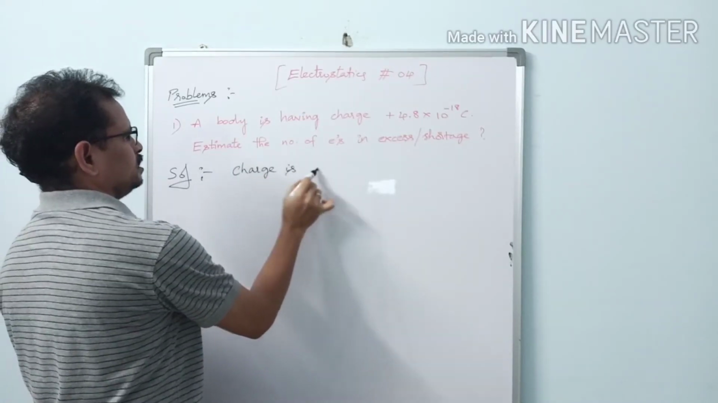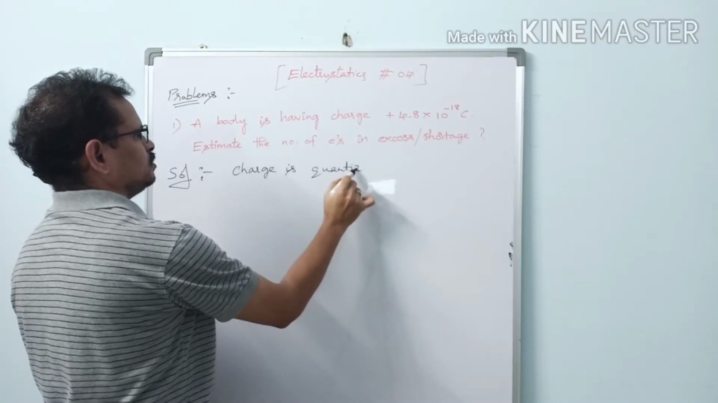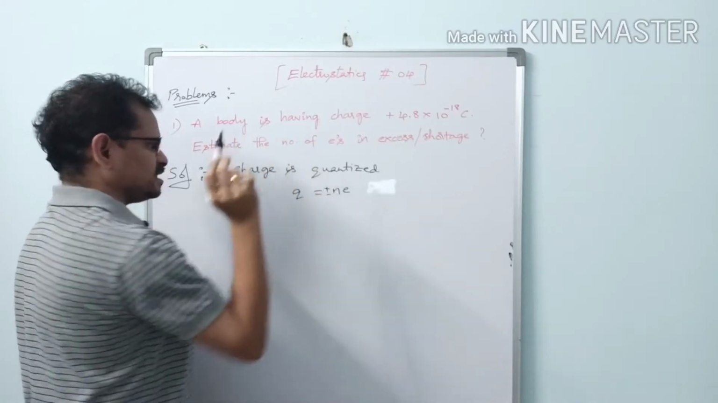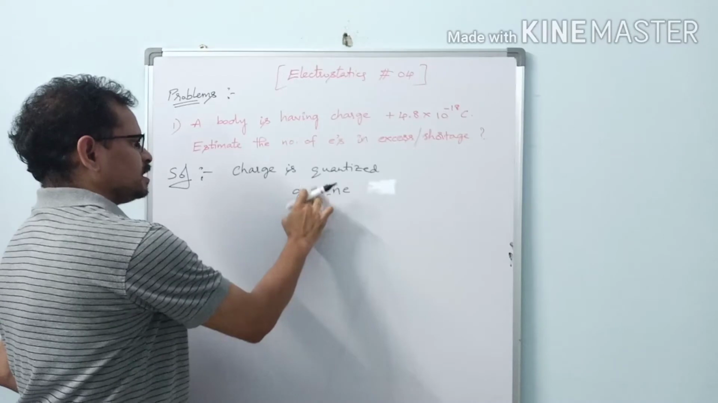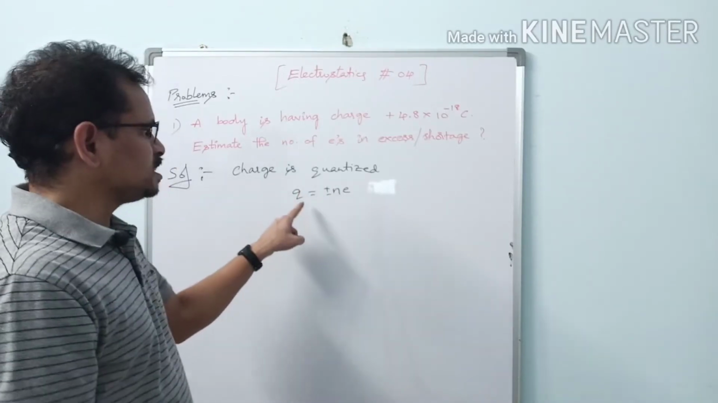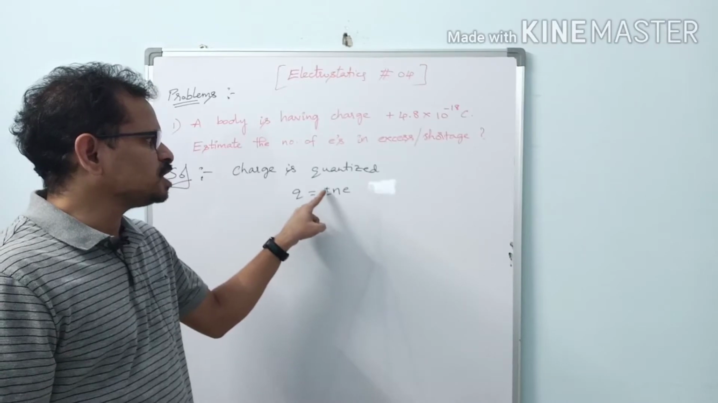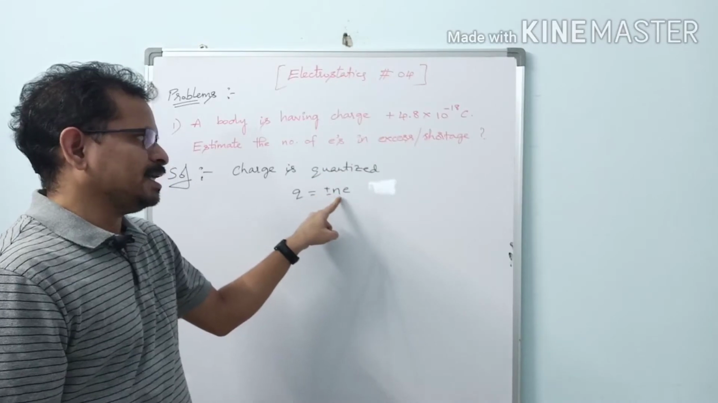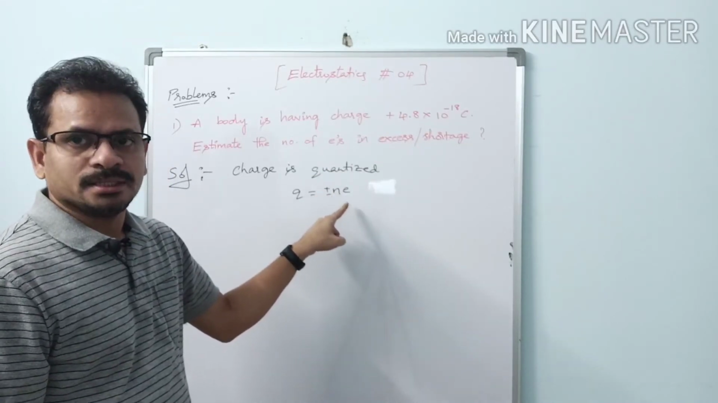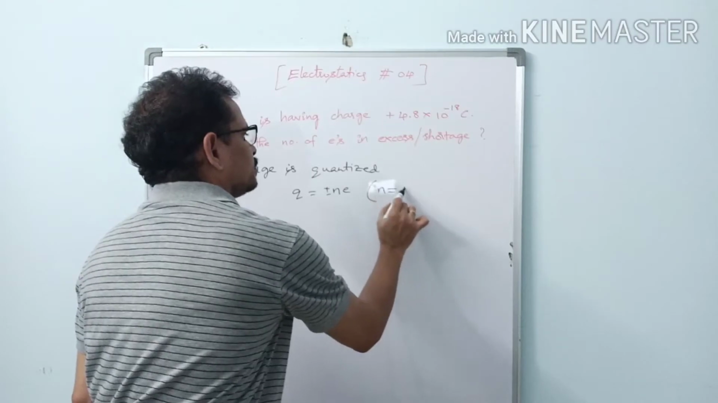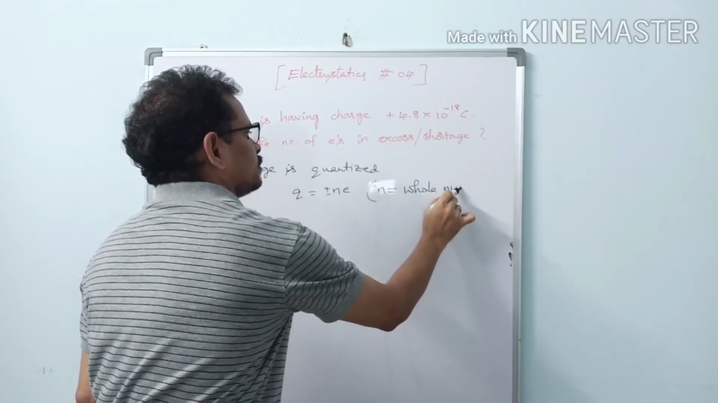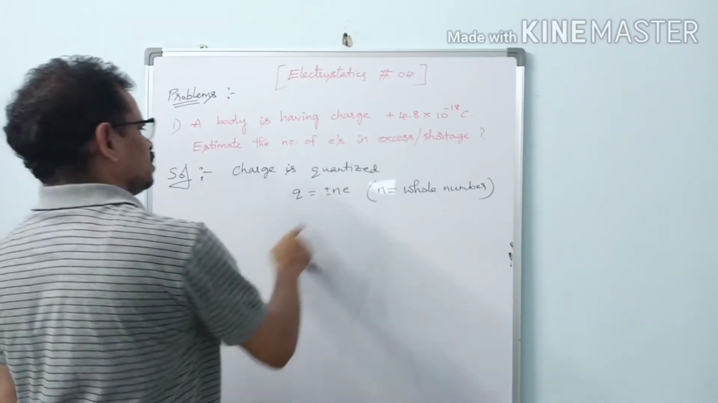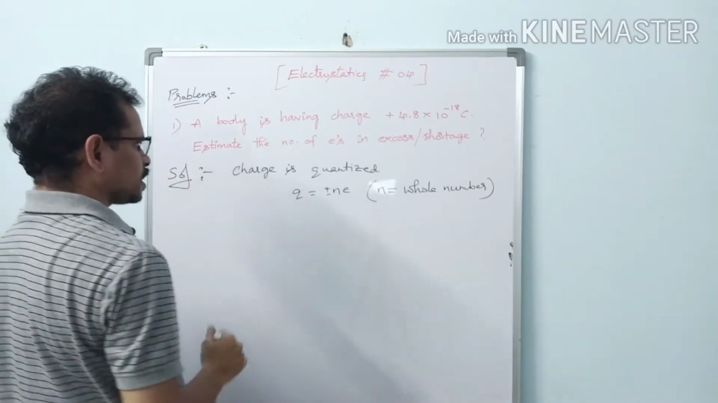Charge is quantized, you know. That is, Q is equal to plus or minus Ne. The total charge on any body is Q equal to plus or minus Ne. Plus for positive charge, minus for negative charge on the body. Here the charge is positive, so we take plus. N is a whole number, and e is the magnitude of charge on an electron.